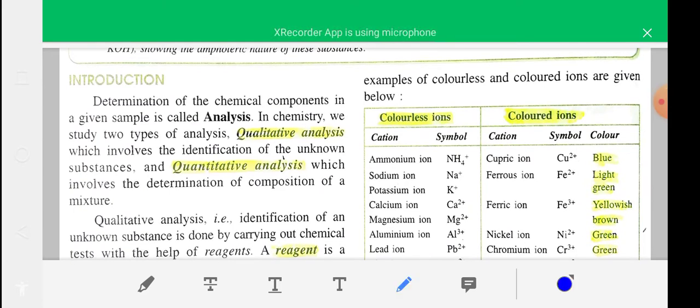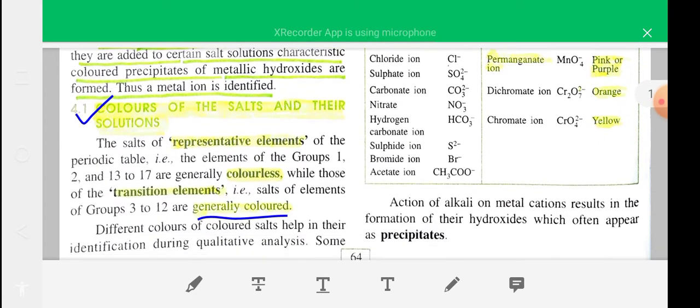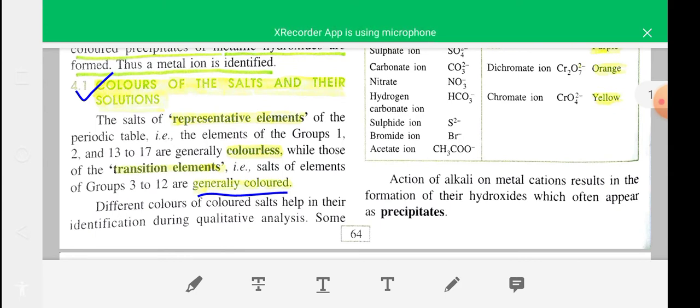So first, in the introduction part, it is given the color of different salts and their solutions. Generally we know that transition elements are colored. Transition elements, that is elements of group 3 to 12 in the periodic table, are generally colored. Transition elements like iron, chromium, copper. Okay, and representative elements, that is elements of group 1 and 2 and 13 to 17, are colorless.